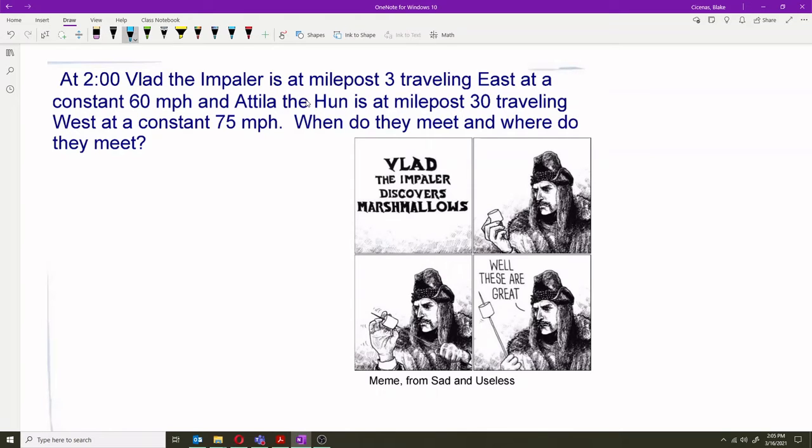All right, so I'm going to draw this out here. We've got mile marker 3, so I'll just put 3 miles. And then we have 30 miles. We know that Vlad is going to the east, so.